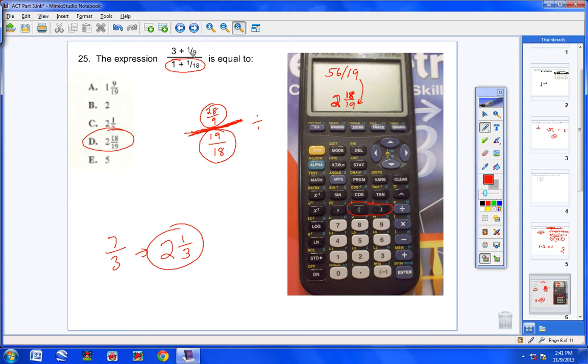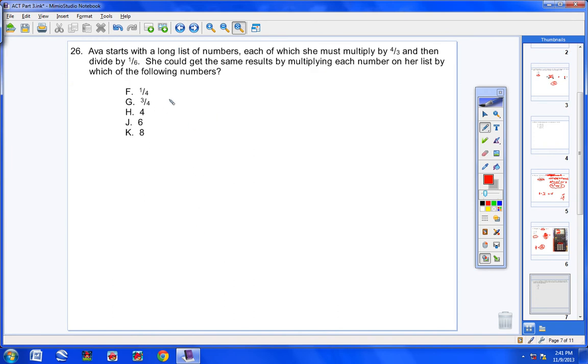They're just making sure you know how to combine that and then divide it out in the end. Okay, all right, number 26. Ava starts with a long list of numbers, each of which she is going to multiply by 4/3 and then divide by 1/6. Sounds like a lot of work. She could get the same results by simply multiplying each number on her list by just one number. Which of these numbers would it be?